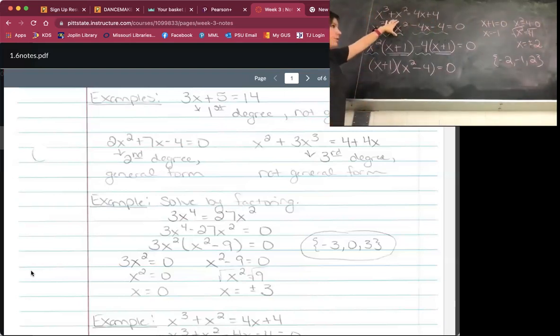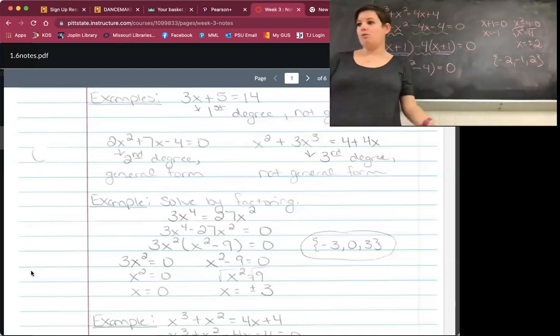Factor by grouping, you ask what do they have in common? What do they have in common? The same thing should be inside your parentheses so that you can pull it out. Then you set each of these terms equal to 0 and you solve.